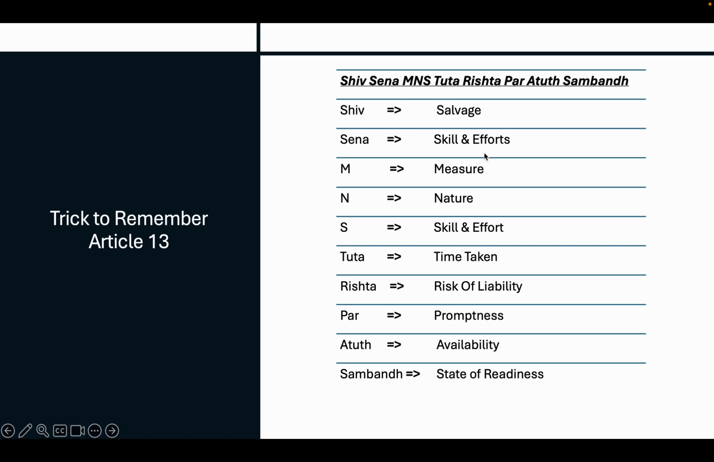So शिव stands for salvage, सेना stands for skill and efforts, एम stands for MNS का एम stands for measure, एन stands for nature, एस stand for skill and efforts, टी for टूटा, and आर for रिश्ता is for risk of liability, पर for promptness, अटूट for availability, and संबंध for state of readiness.